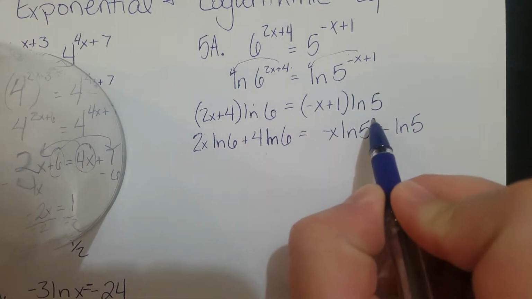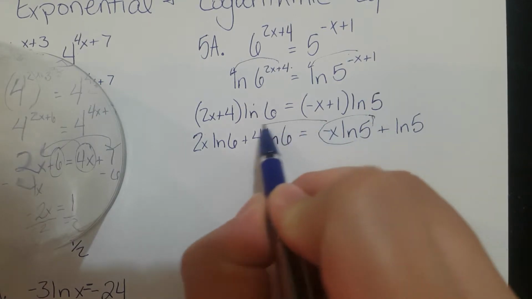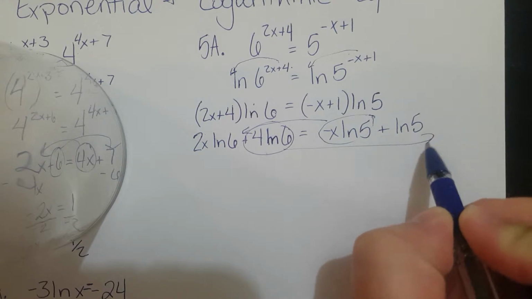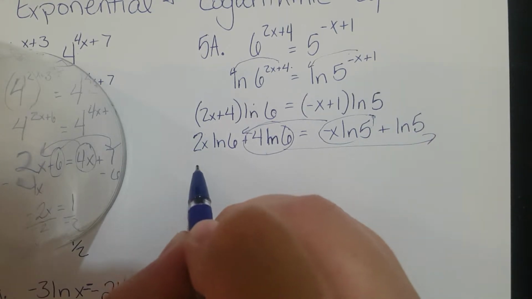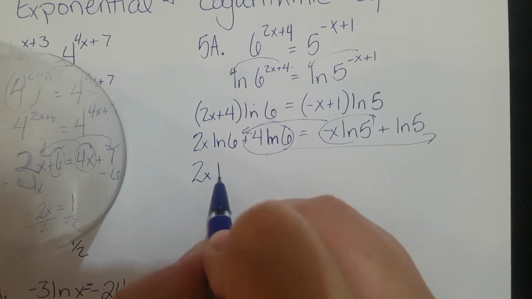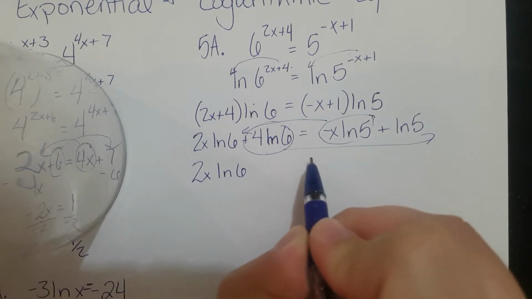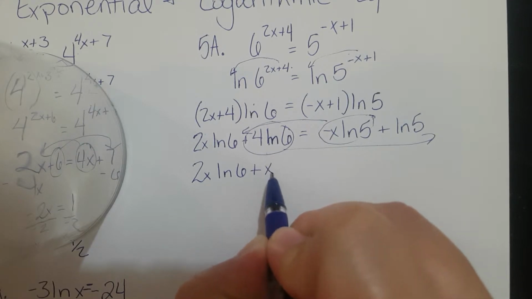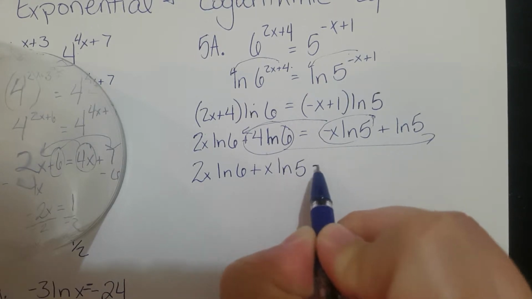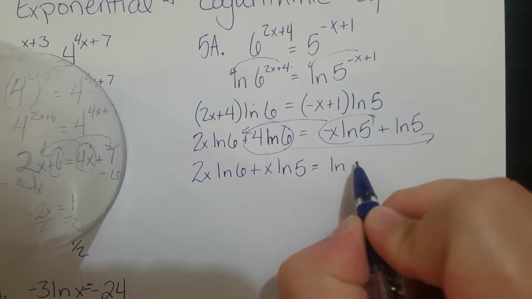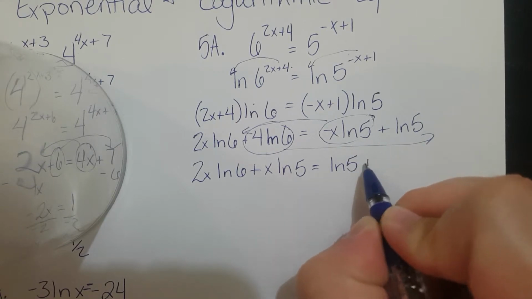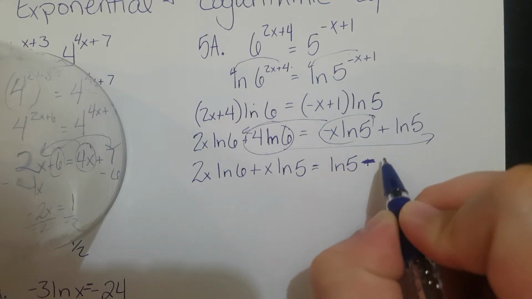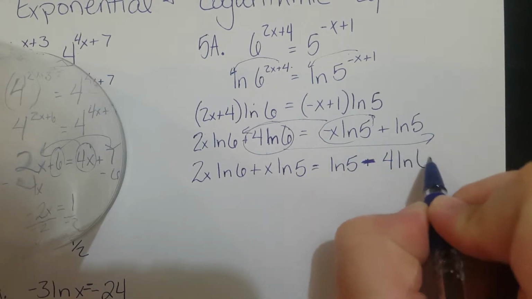In this case, this one has an x, so I'm going to move it over here. This one doesn't have an x, so I'll move it over here. This one has x, so it's going to stay here. So 2x ln 6. And then this, because it was negative, will become positive x ln 5. On this side I have ln 5 and then minus, because I moved it to the other side, 4 ln 6.